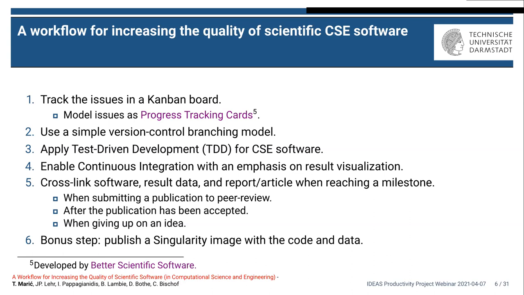Once the local tests are running, we enable continuous integration, but with an emphasis on results, on visualizing results. And periodically, when we are happy with what we have, or if something went really wrong, we archive everything and cross-link everything. So we cross-link software, results, data, and report or article whenever we reach a milestone. And as I said, this can be a happy milestone where something was submitted to peer review and a publication has been accepted, or if we unfortunately have to give up on an idea, which also happens. We do this when we give up on something because sometimes time passes and someone else has some other idea and we want to be able to start or restart it, so to say.